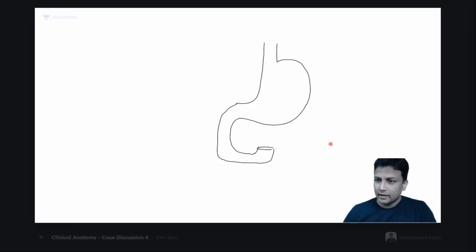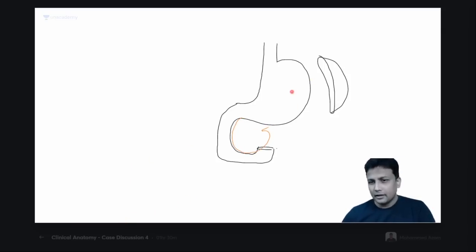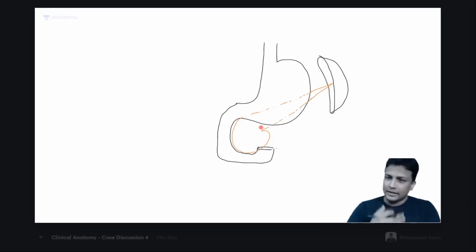Fine. And here, behind here, you'll be having your spleen, just a schematic diagram, guys. And where do you have your pancreas? Pancreas will be located inside the C-shaped concavity of the duodenum. And from here, the head, neck, and the body, and finally the tail of the pancreas. And tail of the pancreas will be lying in the hilum of the spleen. Fine. That's on the left side.